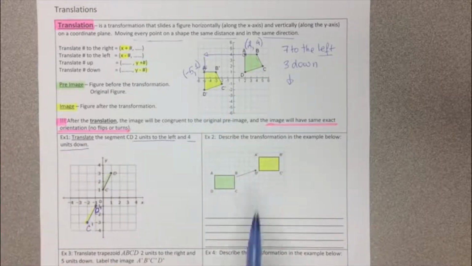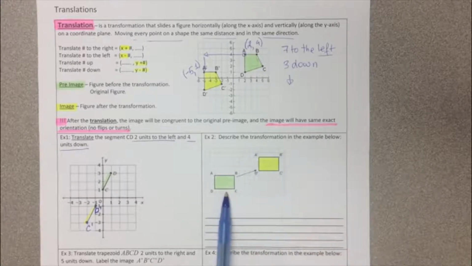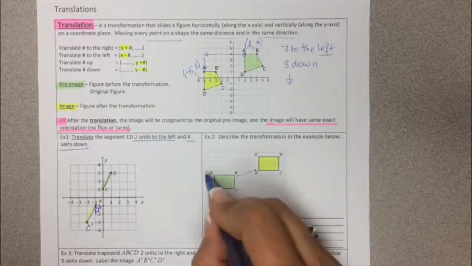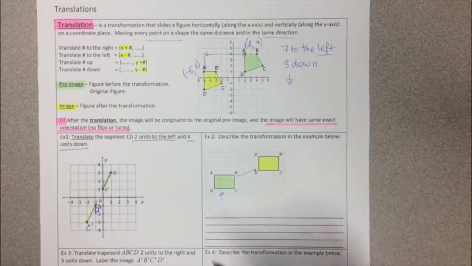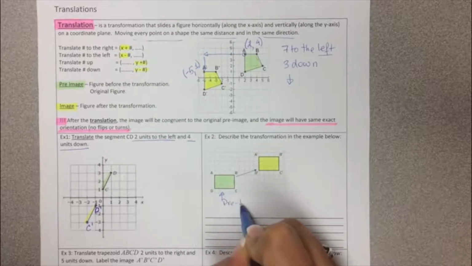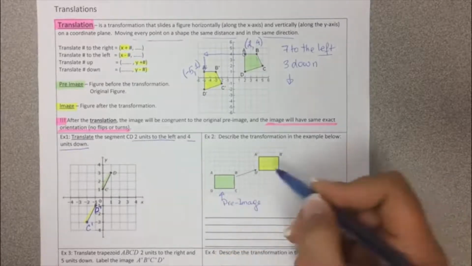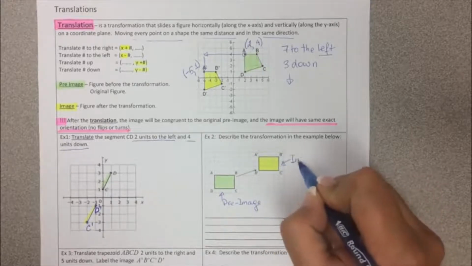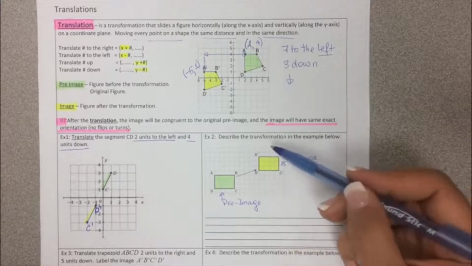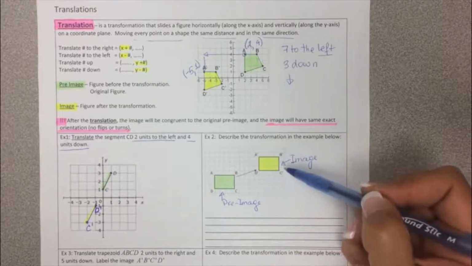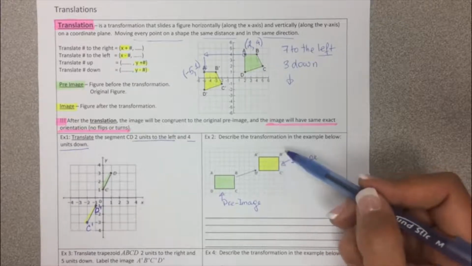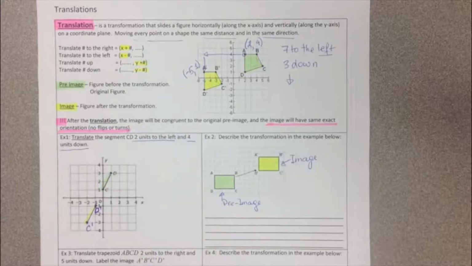To describe a transformation, we have to identify the pre-image. The pre-image is the original shape, so it has the coordinates or the vertices A, B, C, D. So that's my pre-image. And then the image is after. The image is where we end up. And it's generally marked with primes, A prime, or seconds. If it's two transformations, we get to those later. So A prime, B prime, C prime, D prime. So what happened in this transformation?